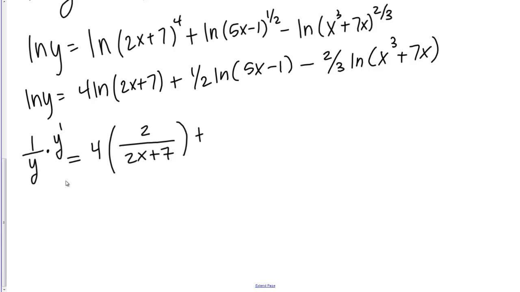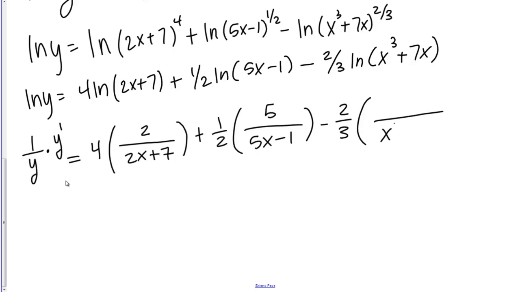Okay, and then plus 1/2, 5x minus 1 on the bottom, times its derivative on top, its derivative is 5, minus 2/3, x cubed plus 7x on the bottom, times its derivative, which is 3x squared plus 7.